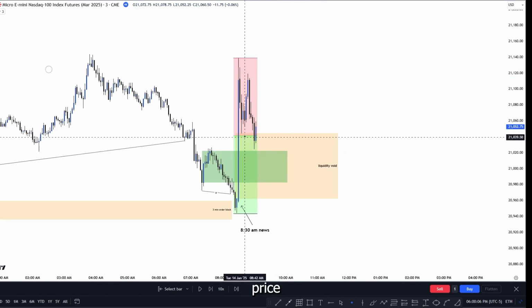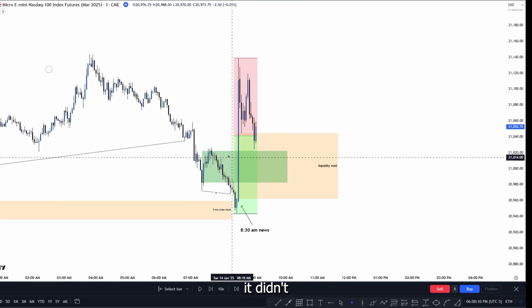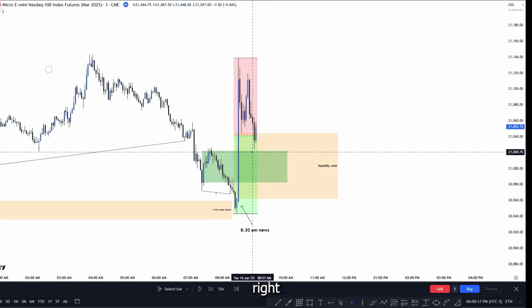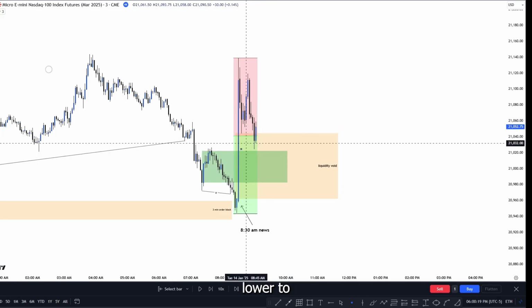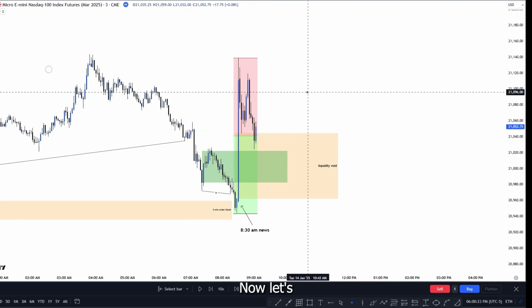And now, as you can see, price came down lower and tapped inside of our liquidity void, but it didn't tap inside of our breaker block yet, but it left this old high right here. So I want to see price push down lower to clear this old low and tap inside of this liquidity void before expanding higher. Now let's get down to the lower time frames to see even more price action.